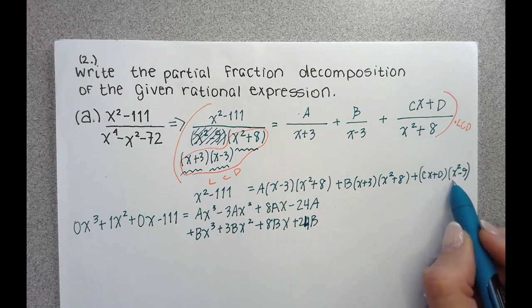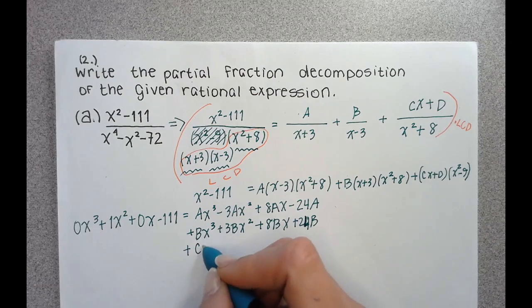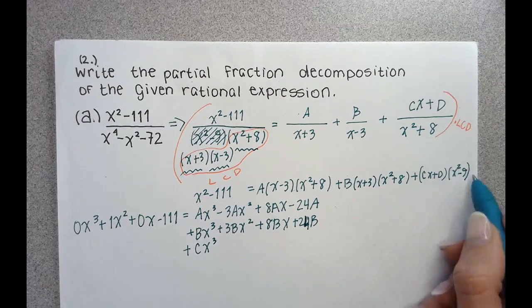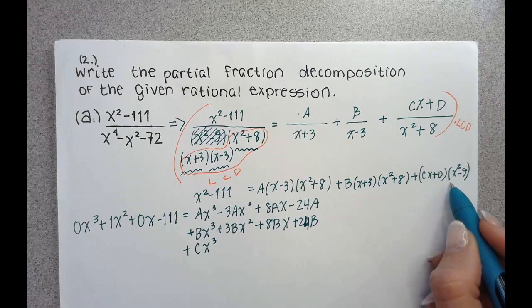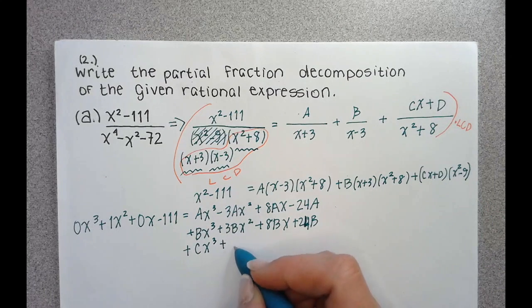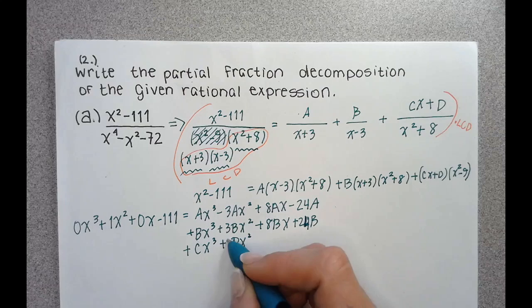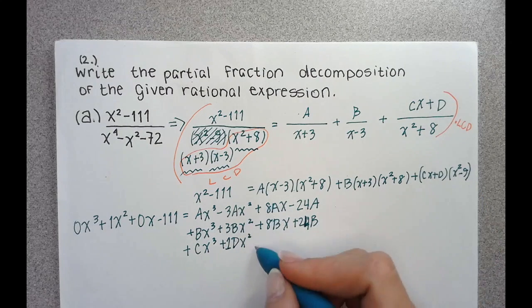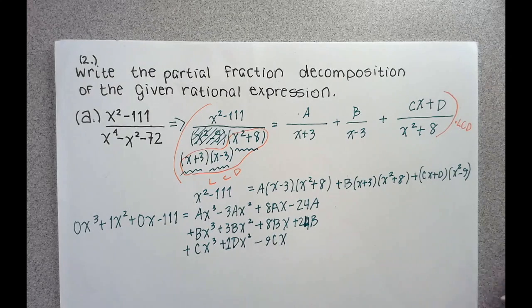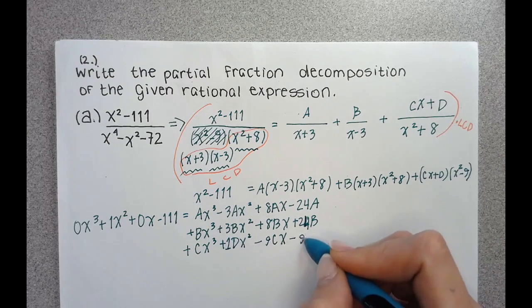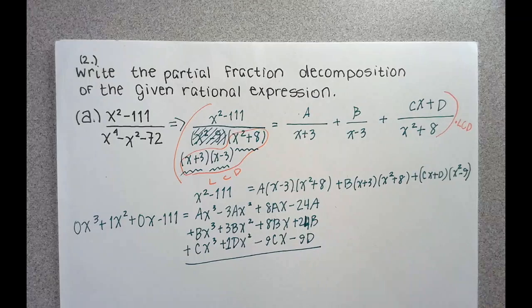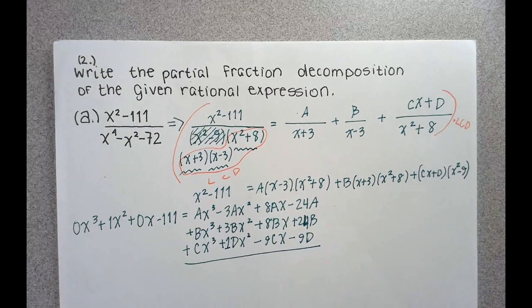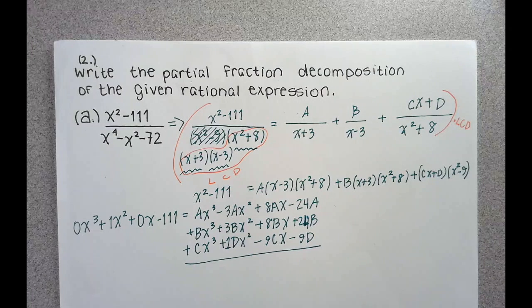Next, cx to the third plus dx squared. We want to put that 1. I guess we could put the 1. Minus 9cx minus 9d. All right. 1, 2, 3, and 4. Those are essentially my 4 equations right there, set and ready to go.